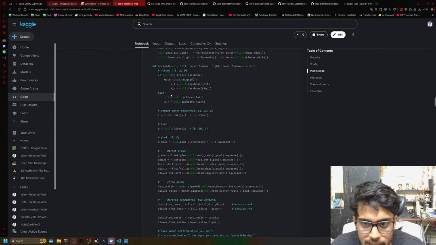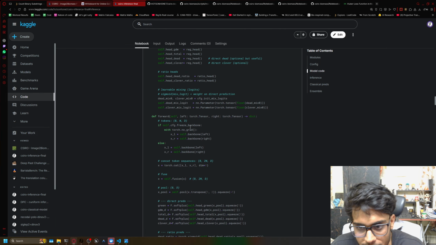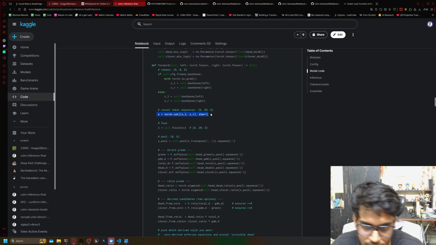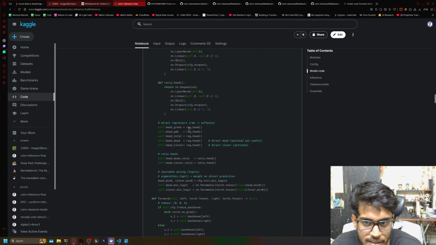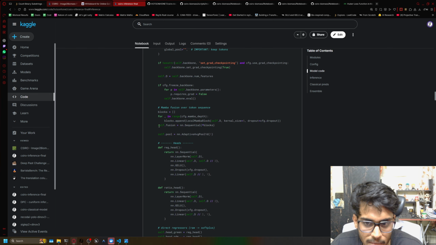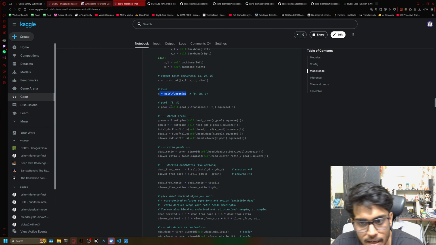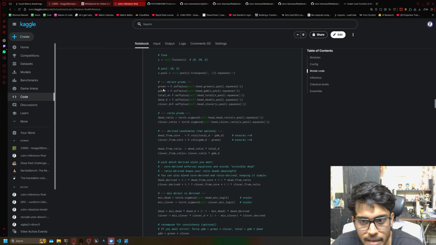Here you can see, as I get the image, I divide it into left and right halves. Then I concatenate their feature vectors and pass them to the fusion layer. The fusion layer is basically my Mamba layer, a sequence of Mamba layers. After that, I perform pooling and pass the result to all my regression heads.